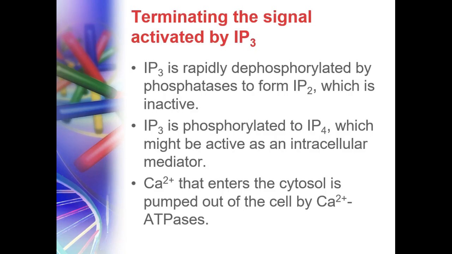Remember, we have to turn these signals off too. When the signaling event is over, IP3 is dephosphorylated to IP2, or it can be phosphorylated to IP4. IP4 is another intracellular mediator, whereas IP2 is inactive. But that's a way where you can decrease the concentration of IP3. And because all of the calcium has entered the cytosol, now we have to pump it out. So all of those ATPases that I just showed you will pump calcium out of the cell entirely, or back into the mitochondria and back into the ER.